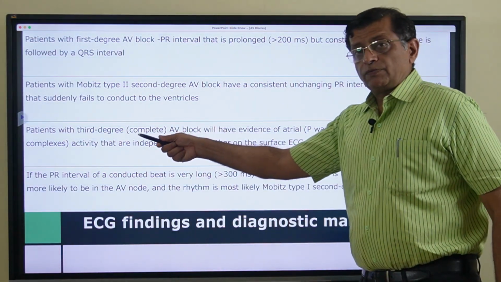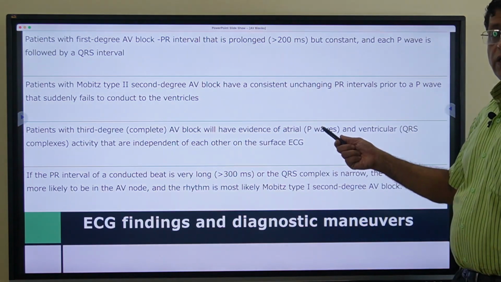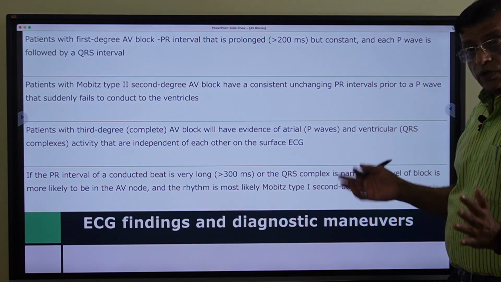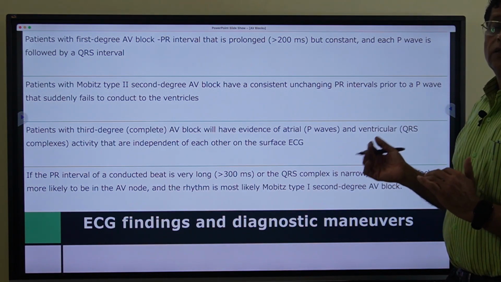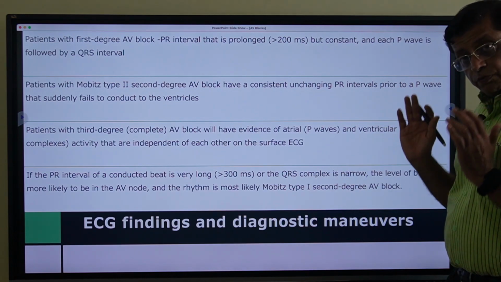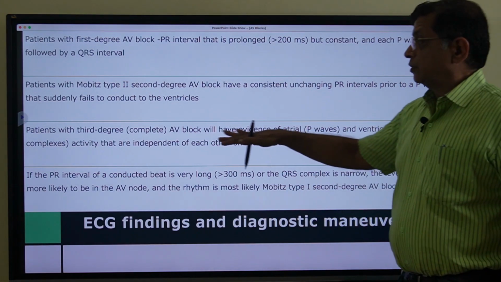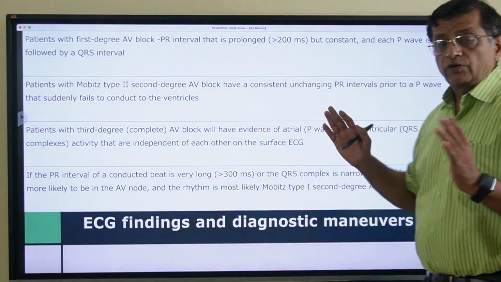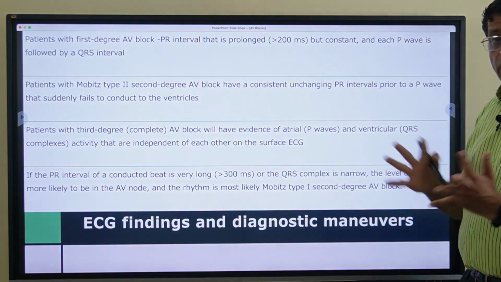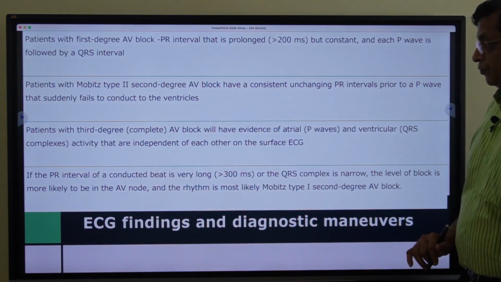Patients with third degree AV block have atrial activity, that is P waves, which are regular, and ventricular activity, that is QRS complexes, which may also be regular, but they are independent. The atrial and ventricular activity is running independent of each other. So that is complete heart block.